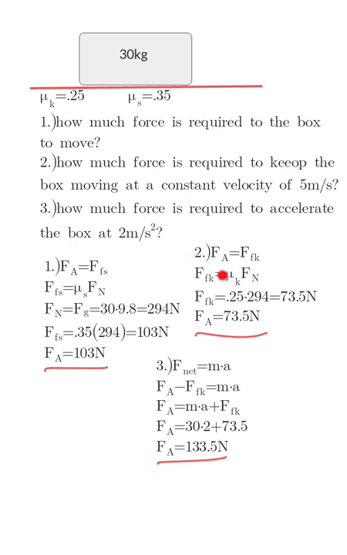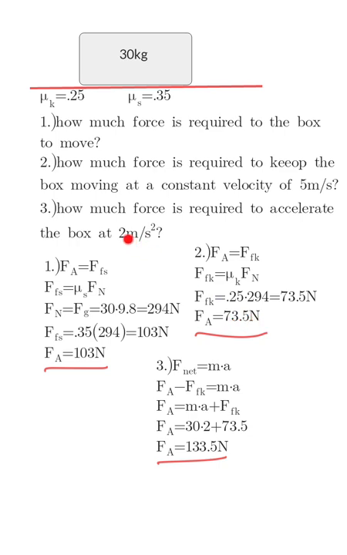So to get the object to move at a constant velocity, the force applied actually equals the force of kinetic friction. So you just have to calculate the force of kinetic friction, which is going to be 0.25 times the normal force that we already calculated from the previous problem, and we get 73.5 newtons. So our force applied is 73.5 newtons.